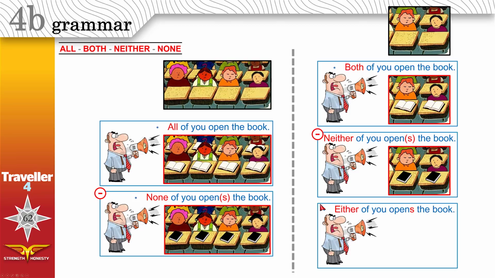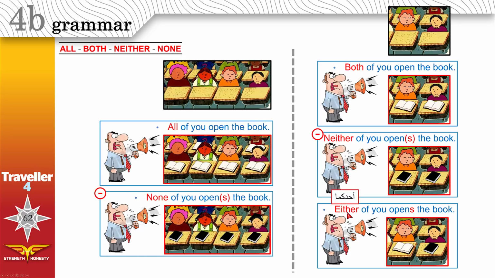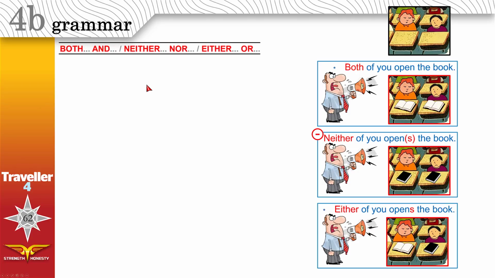Lastly, we have either. Either of you opens the book. Now the verb here is singular only. That means the teacher wants one of them to open the book. It doesn't matter who. This boy or this boy. It doesn't matter. He only wants one. Okay, we have finished the first grammar. Now let's move on to the next one.